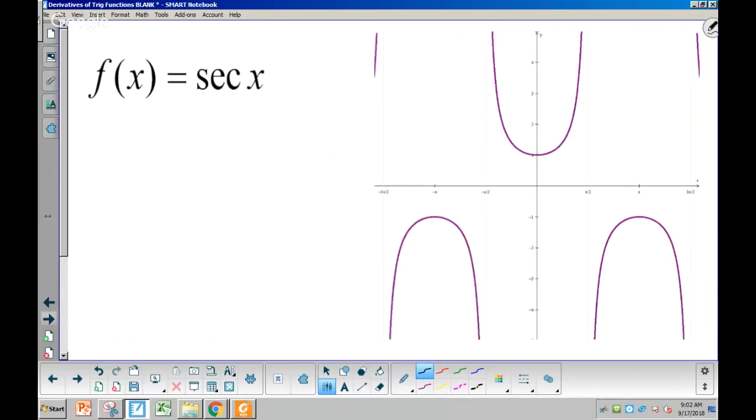Secant. Now, I don't remember the secant of a sum, and I certainly don't want to do 1 over the cosine of a sum with limits. So what can we do? We could make it 1 over cosine.